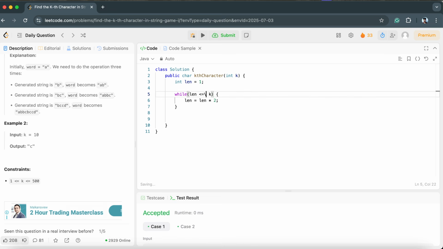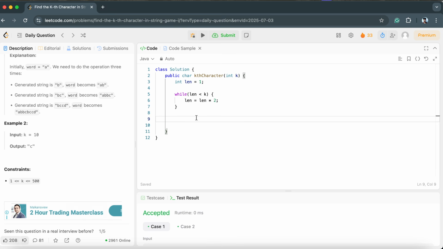I think length should be less than, that means the moment length is equal to k, at that time also it will break. Why go extra, right? So let us suppose multiplying this length is 16, and the k value is equal to 16. 16 less than 16 is not possible, so we will break from it.